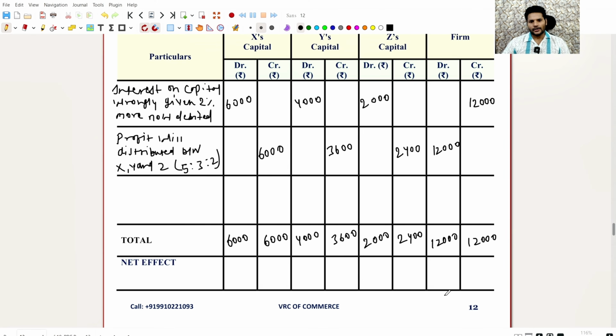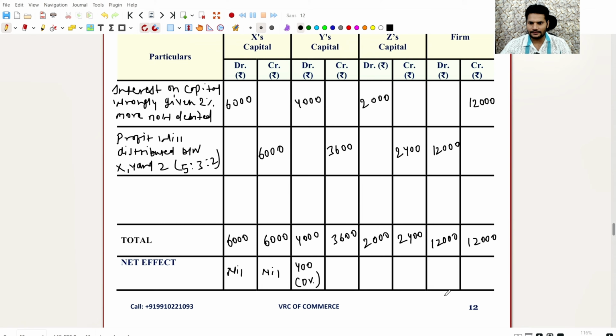For net effect, what you have to do is find out the balance, whether it is a debit balance or the credit balance. In X's case, because debit equals credit, the balance is nil. Now for Y, you can see here, right? Debit is greater than credit by 400. So you need to put up the difference amount, that will be 400, and it will be debited. Good. Let's go to Z.